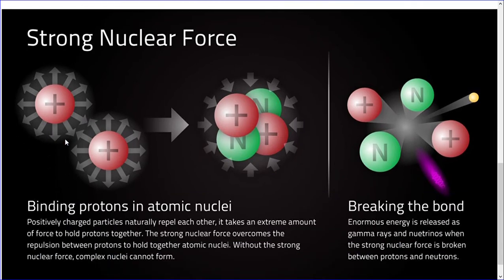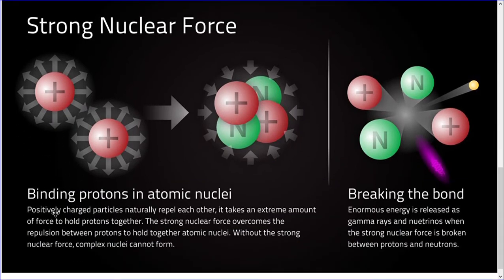So our strong nuclear force, we can see here, it says binding protons in atomic nuclei. Positively charged particles naturally want to repel each other, and it takes an extreme amount of force to hold those protons together. The strong nuclear force overcomes the repulsion between the protons to hold together atomic nuclei. So without the strong nuclear force, complex nuclei cannot form because they would all want to push apart.